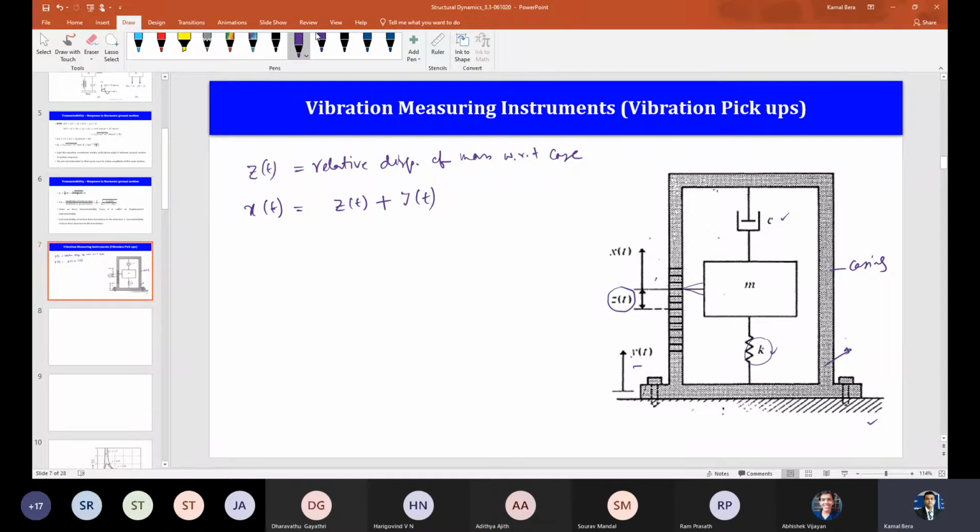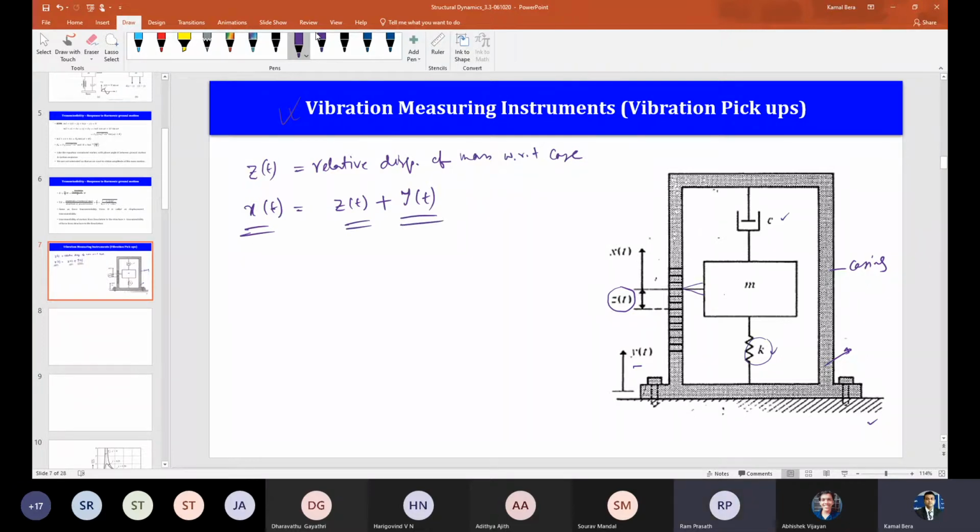So what are we going to measure here? What is your final goal, what data do we want finally? Transmission? No, we are not talking about transmissibility here. The first heading is the vibration measuring instrument. So what do you want to measure? As a final thing, out of these three things, what do we finally want?